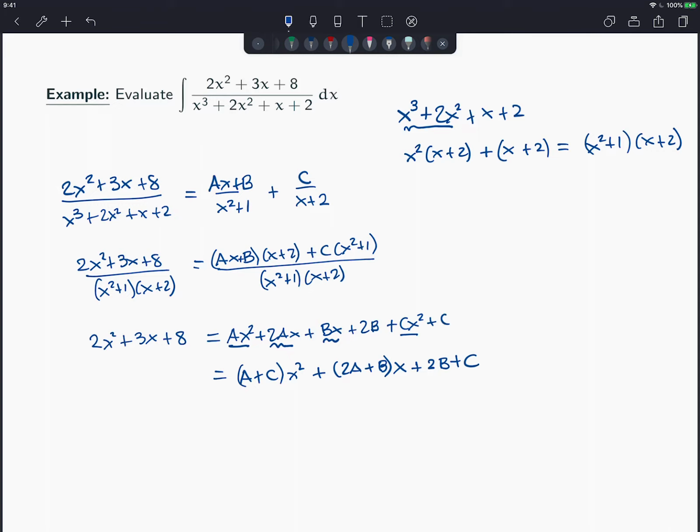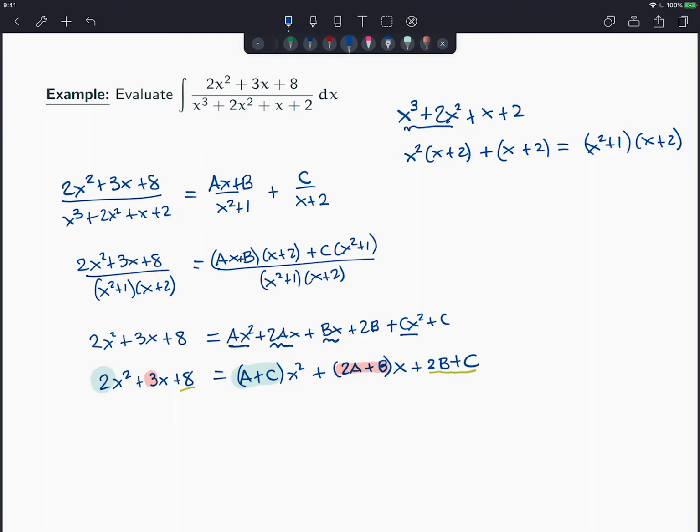So I'm comparing each coefficient to the coefficient on this side, which means that a plus c should be 2, 2a plus b should be 3, and my last one, 2b plus c should be 8. So now I have 3 variables and I have 3 equations.